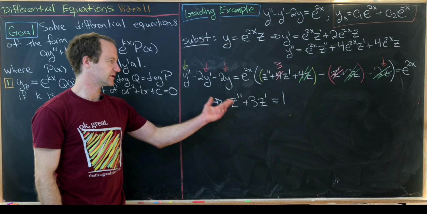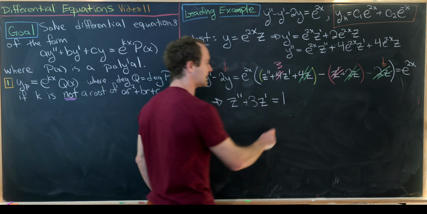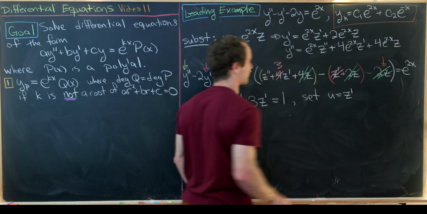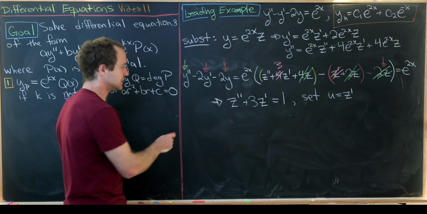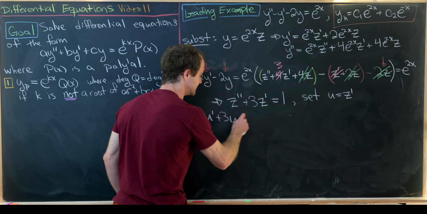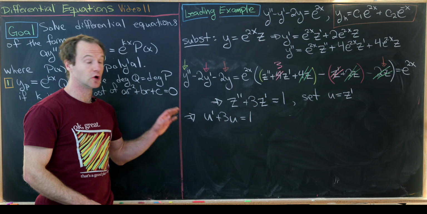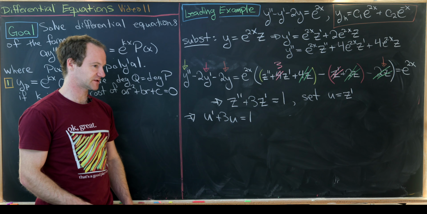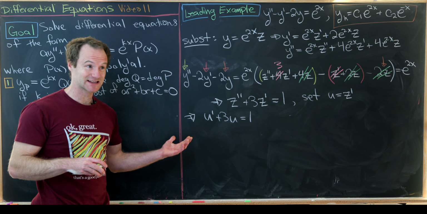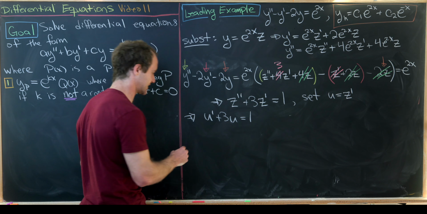But notice this is a first order differential equation in the function z prime. We can see that clearly if we make another substitution, u equals z prime, and see what happens. That gives us the differential equation u prime plus 3 times u equals 1, which is a nice first order linear differential equation. We know how to solve these. We've got a general formula, but I'll use the method of kind of guessing the appropriate integrating factor, which in this case will be e to the 3x.